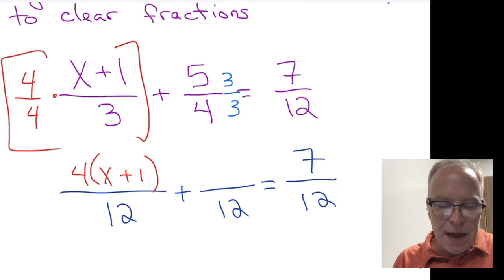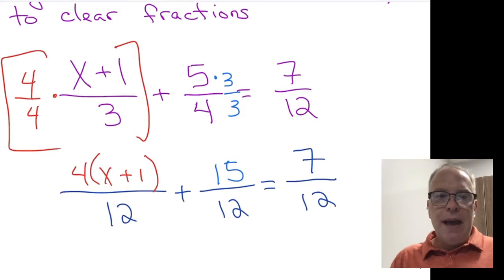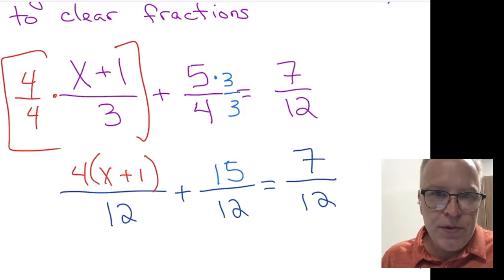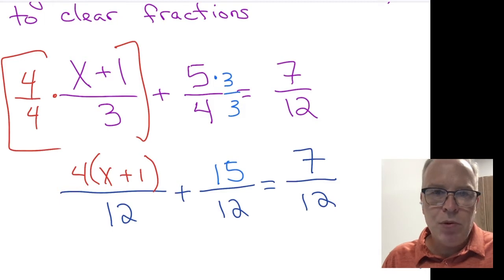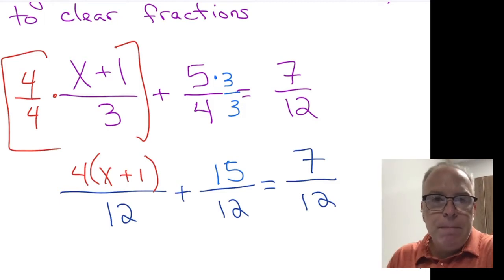So what do we have on the top? 5 times 3 is 15. Now, some of you are thinking, oh my Lord, this doesn't look like we've made progress here. This looks actually worse than the original problem. But here's the cool part.